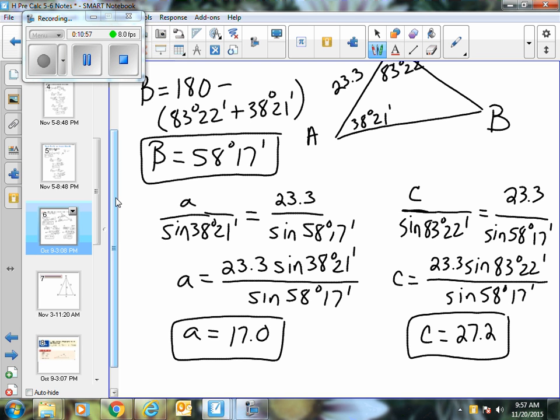Okay, let's talk about area now for a second. So we're going to finish up this section with how do you deal with area in a non-right triangle.